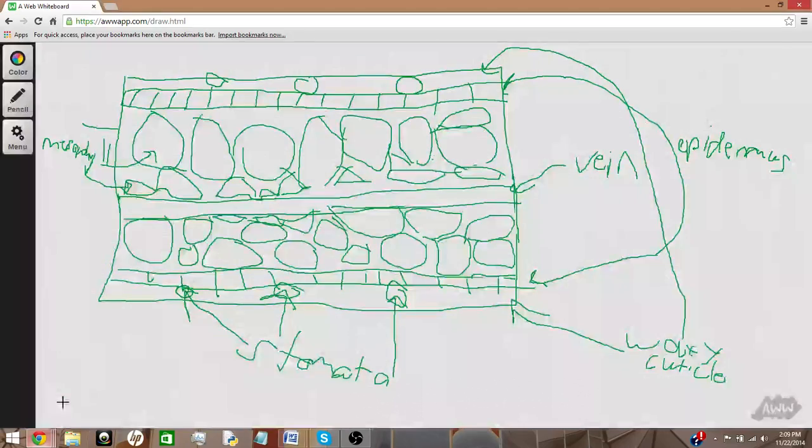So, I drew a picture of a leaf. I'm the best drawer I know. I'm better than Mr. Jennings. I'm better than everyone.